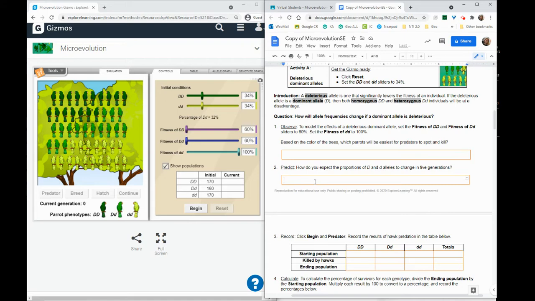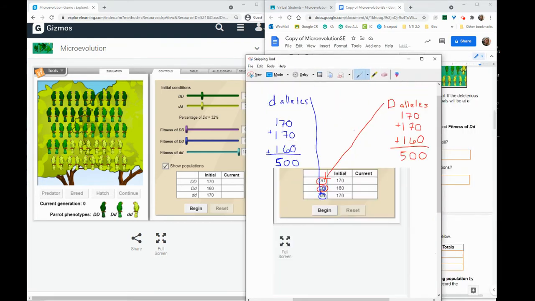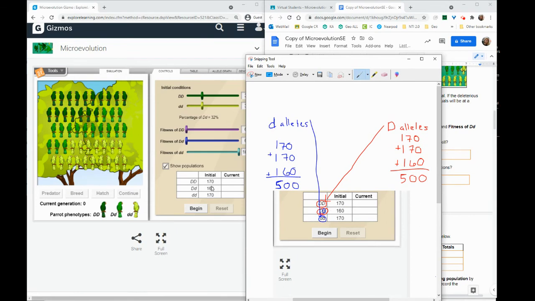Now you're going to predict how you expect the proportions of big D and little d alleles to change in 5 generations, so over the course of 5 generations. There's a few things that I want to point out. Right now, we have 170 individuals that are big D. Your genotype represents 2 alleles because you inherit one allele from your biological mother and one allele from your biological father.